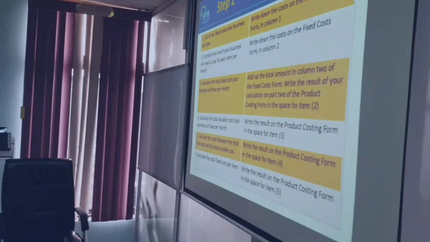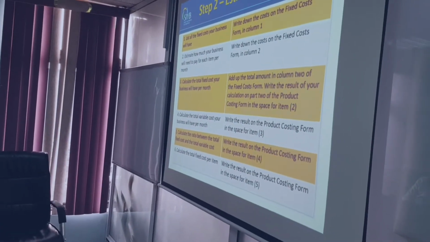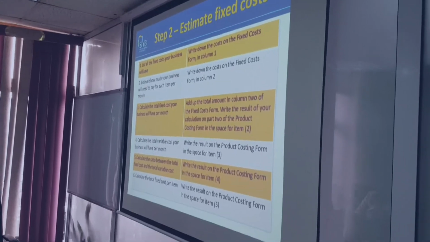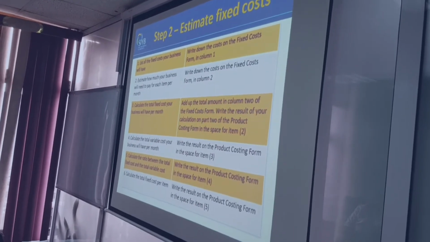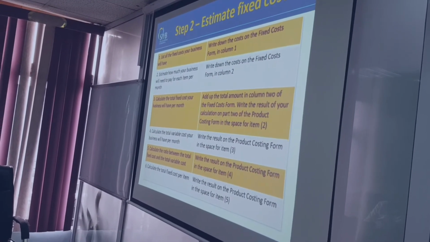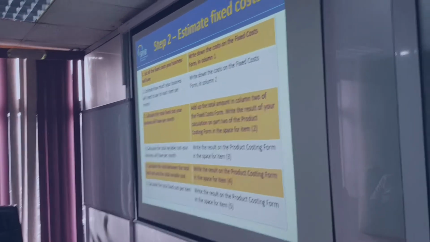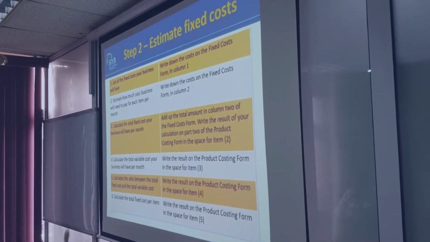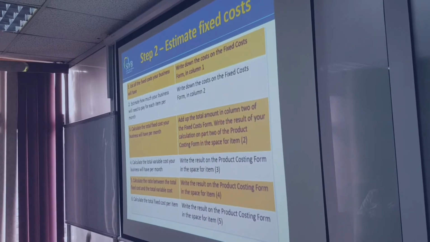So step 2, estimate fixed cost. List all the fixed costs in the business you have. Estimate how much your business will need to pay for each item per month. Calculate the fixed cost your business will have per month. Calculate the total variable cost your business will have per month. Calculate the ratio between the total fixed cost and the total variable cost. Calculate the total fixed cost.